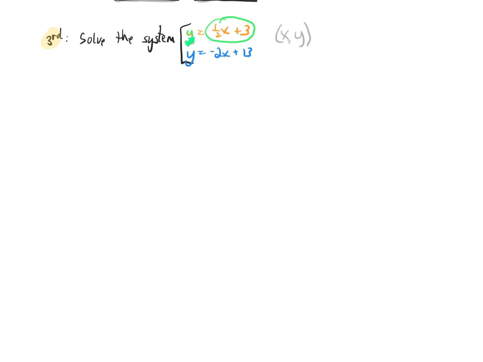Now that we have y by itself, we're going to take this expression that y is equal to and substitute it into the other equation. Where does it go? Well, what is it equal to? It's equal to y, so it's going to go right there. We just rewrite the blue equation, but in place of y, we sub in 1/2 x plus 3. And now we'll solve this equation for x.